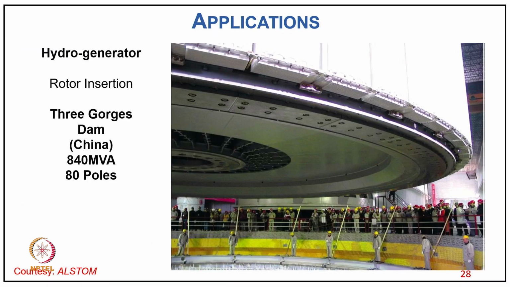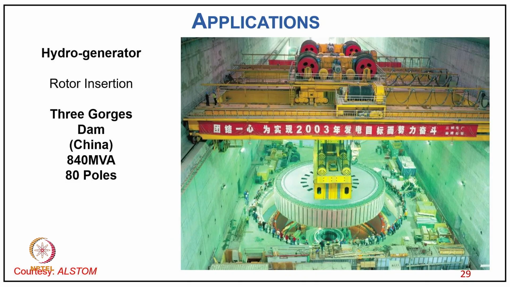and you can see the size relative to the person standing around. Then this is another one, the rotor insertion of a hydro generator, and here it is the Three Gorges Dam in China, rating of 840 MVA with 80 poles. So you can understand the speed will be quite low. You can see the size relative to the human beings around.